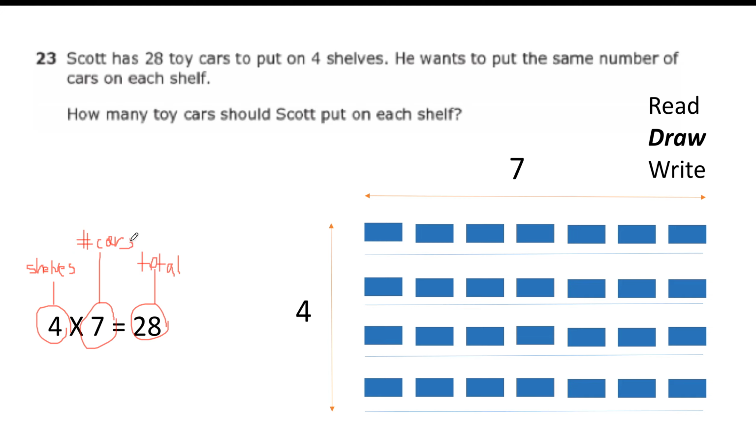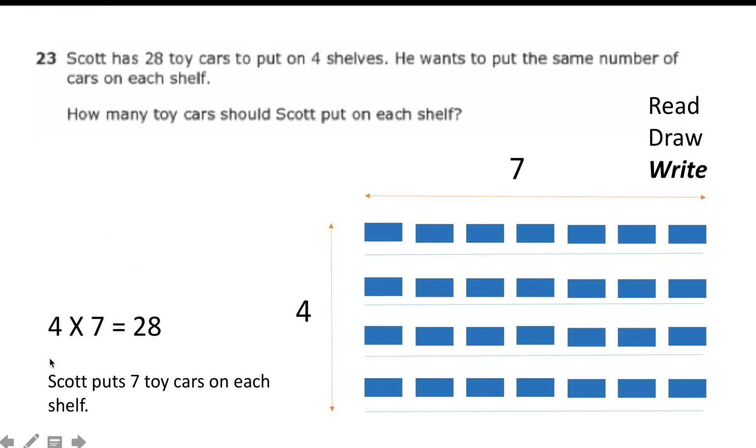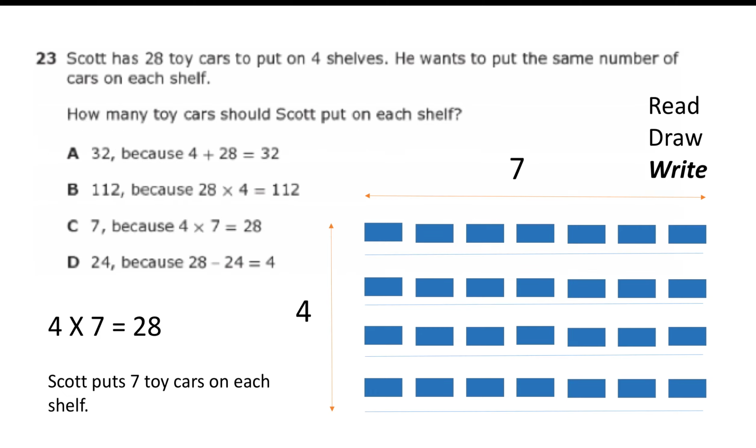So we know that there are going to be 7 cars on each shelf. And we know that because we found this multiplication equation and because we drew it out. We see this with our own eyes because we drew it. So the next step is to write: Scott put 7 toy cars on each shelf. We solved the problem. But I hid the multiple choice from you because I knew you could solve it on your own. So now, when we're given these multiple choice answers, let's find it.